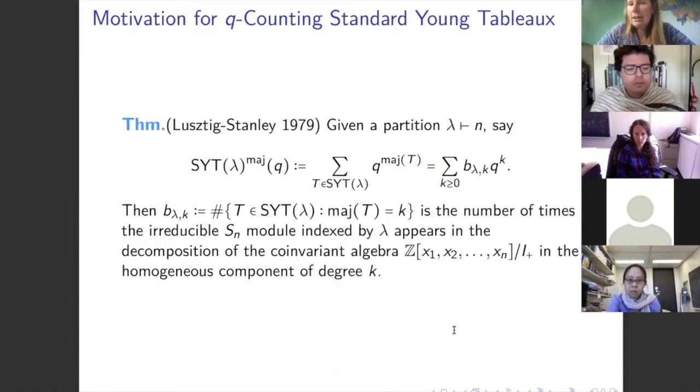I don't know about you, but when I first saw the major index as a statistic, I said, what a weird thing to do, to add up the sum of the descents. Like, what does that mean? That doesn't mean anything to me, right? Do you agree?